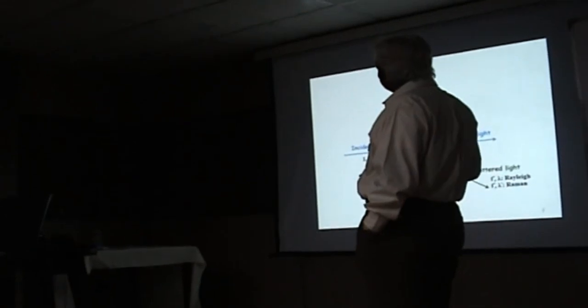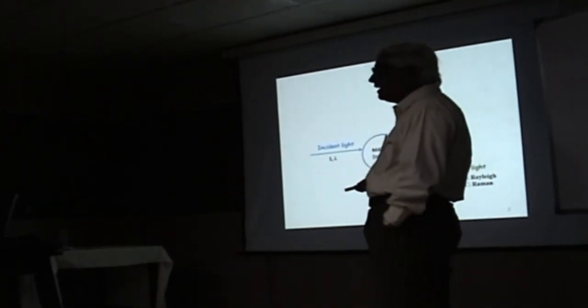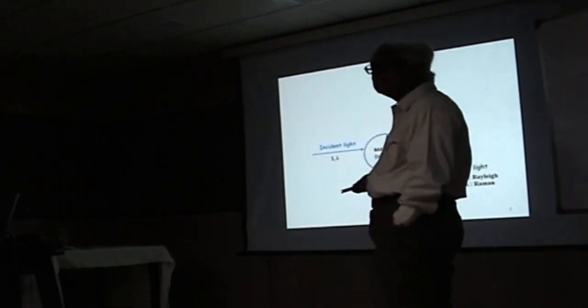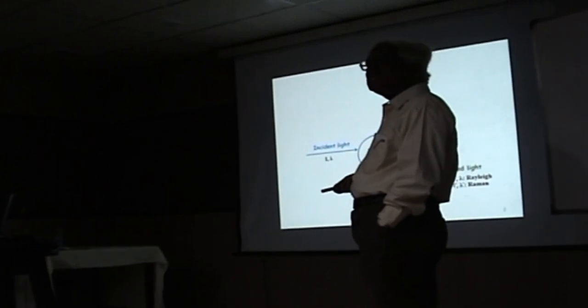Then some part of light is absorbed by the material, some part is transmitted. We represent the transmitted light by intensity I prime, which is less than I, and wavelength lambda. Wavelength doesn't change.